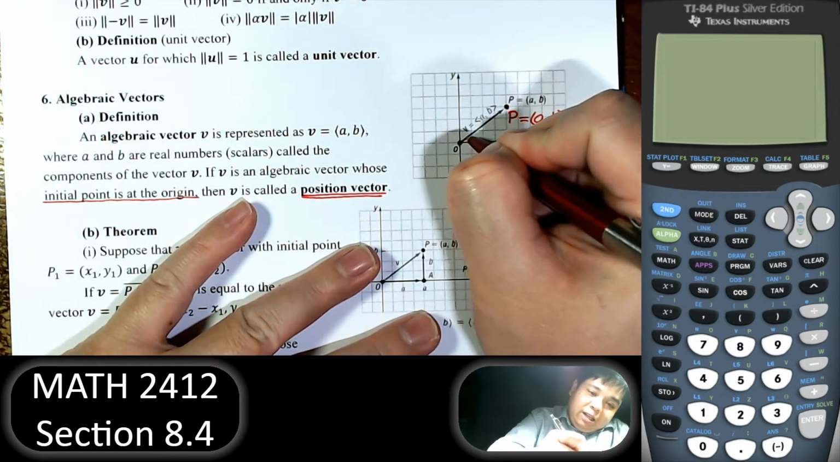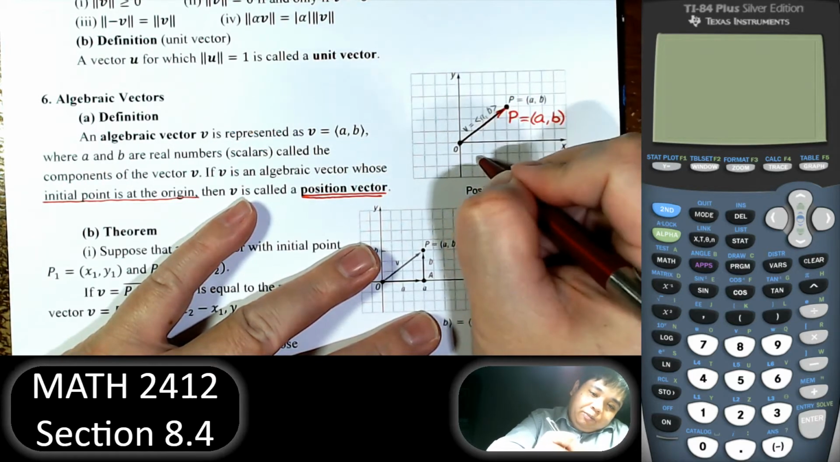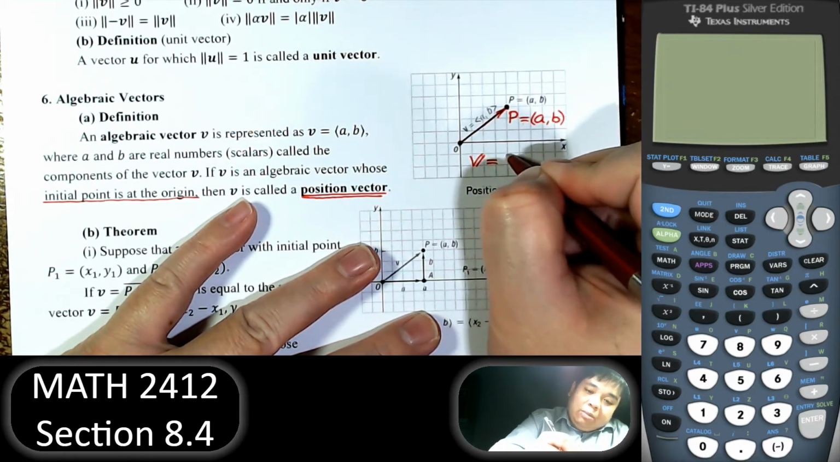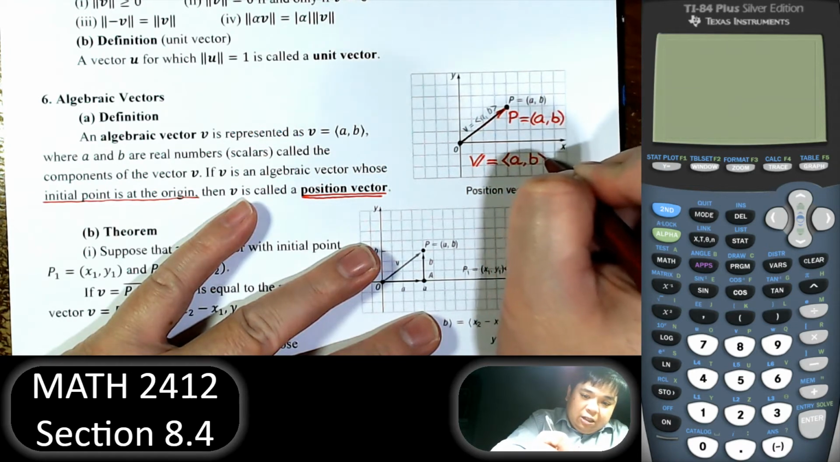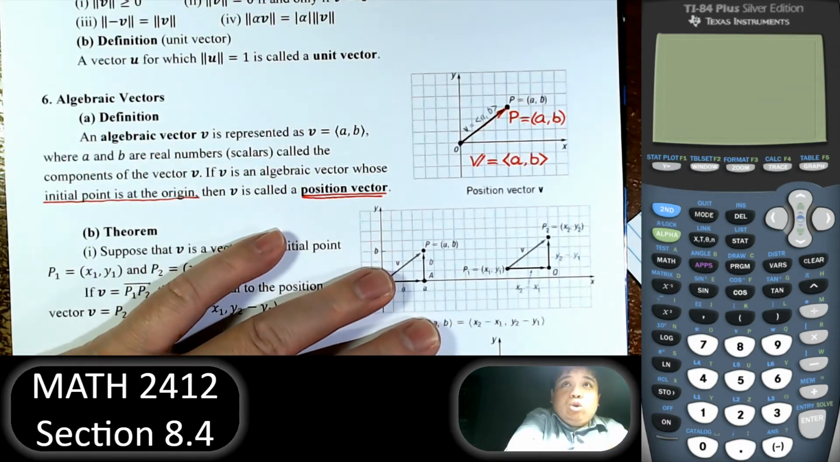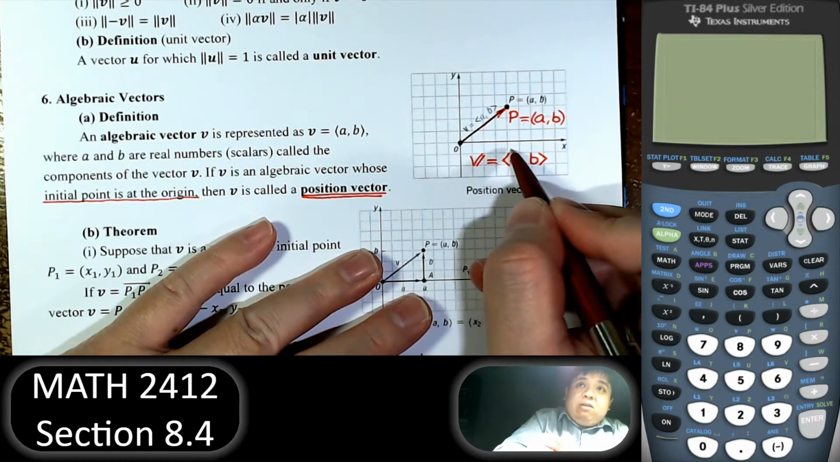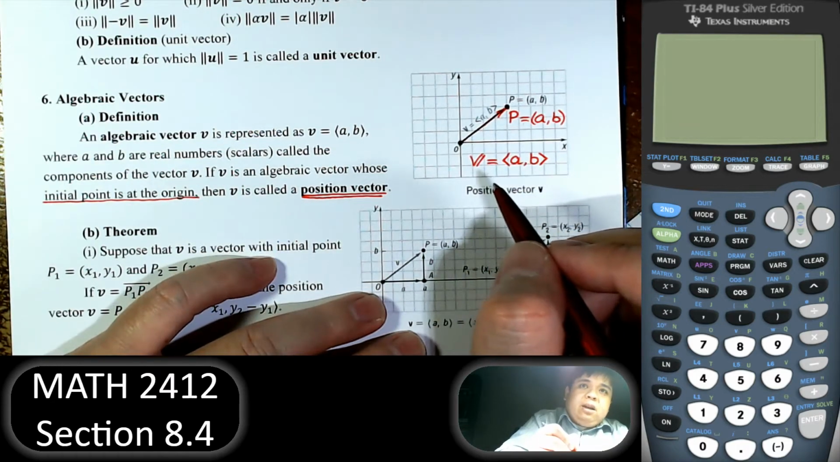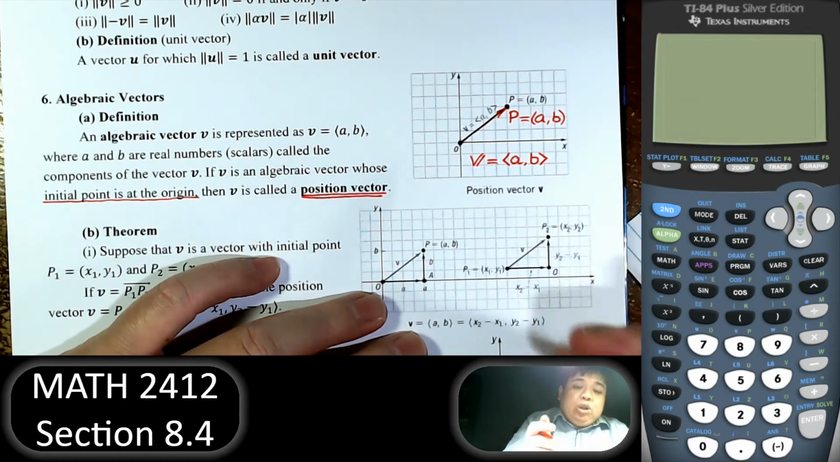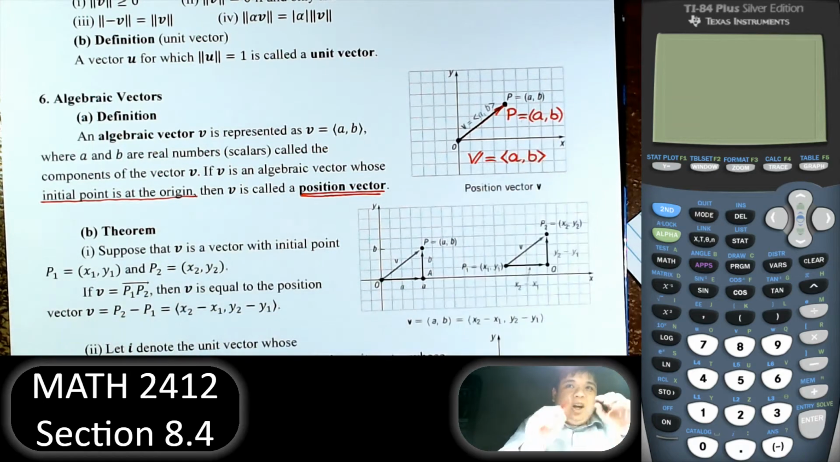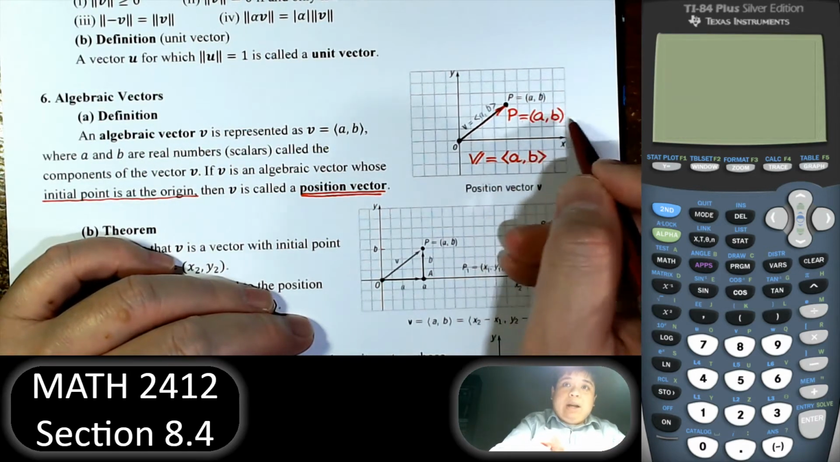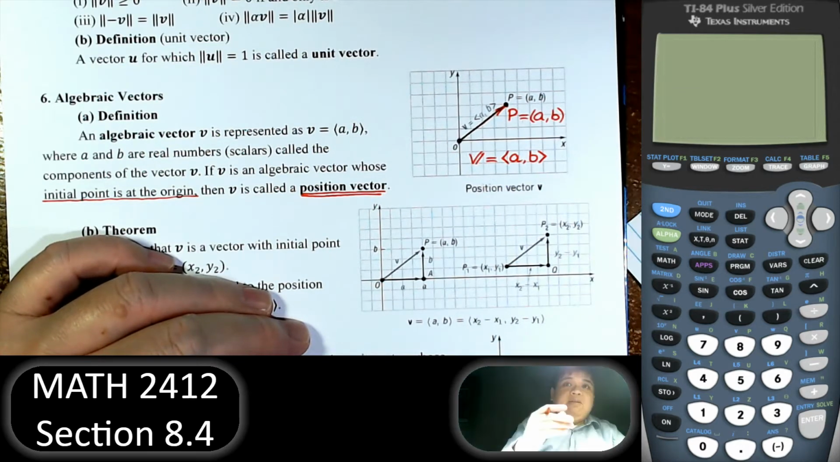But when we say the vector V is equal to A and B, we will use the angular bracket to denote a vector as opposed to a point. For a point we use parentheses, for a vector we use angular brackets. But when we get to the higher level of math, we use the same notation. We assume that a point is a vector and a vector is a point. Actually, they're the same because both of them have two components, A and B. So the point is a vector and the vector is a point.